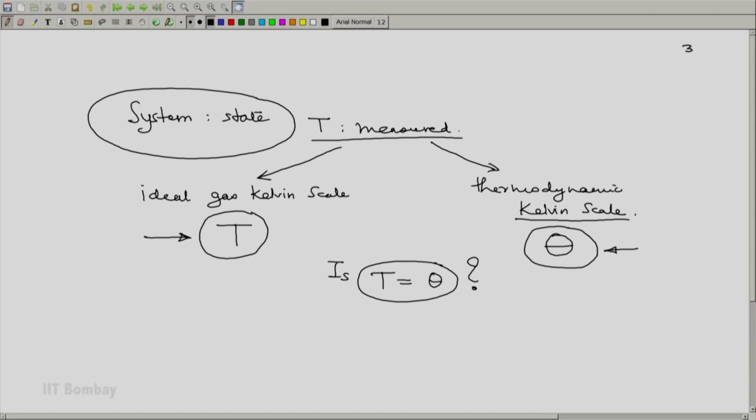Our effort now would be to do something which will resolve this question. In fact, the end result should be that, well, there is no difference between T and theta, and then after that there will be no need for two distinct symbols T and theta. After that we will continue using T for temperature, because we would have demonstrated that a temperature measured on the ideal gas Kelvin scale and the same temperature measured on the thermodynamic Kelvin scale leads to the same result.